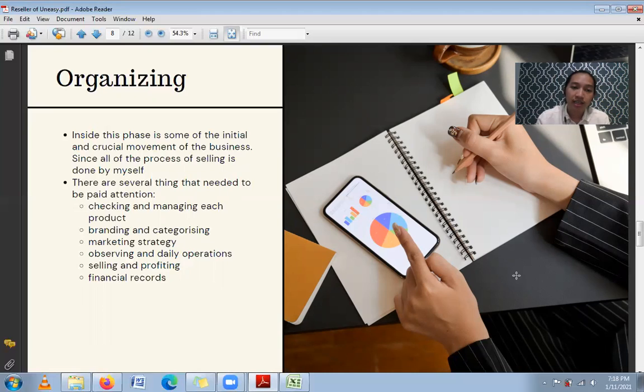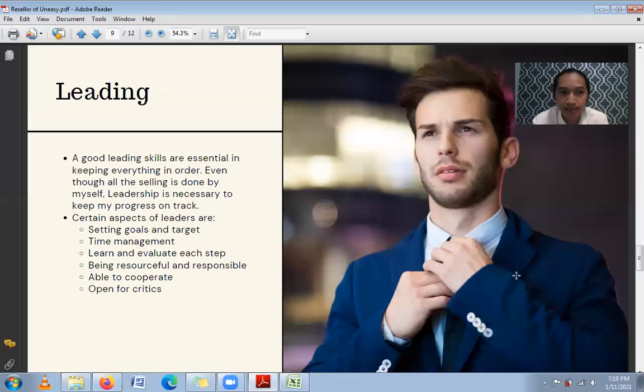After that, I start the sales by selling and profiting through it, and then we can observe the customers' attention, which I observe through daily operations. After all that, we move on to financial recording, which also means bookkeeping. There you have it, my organizing plan.